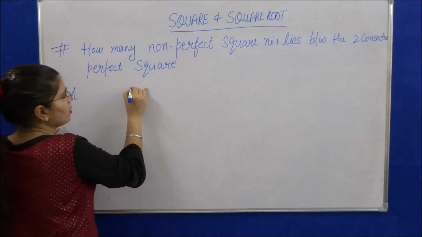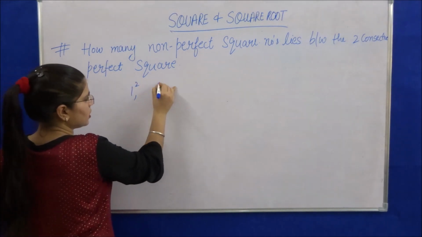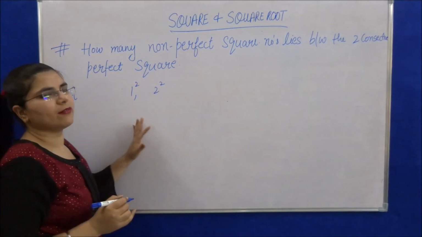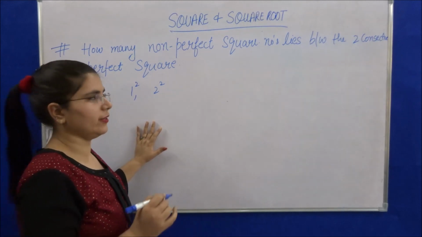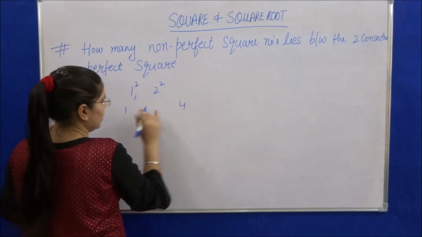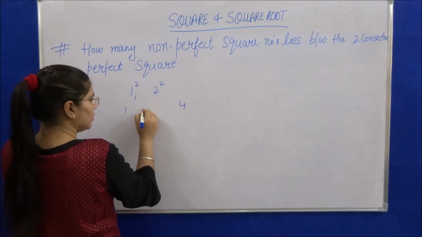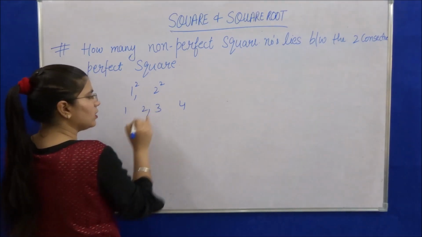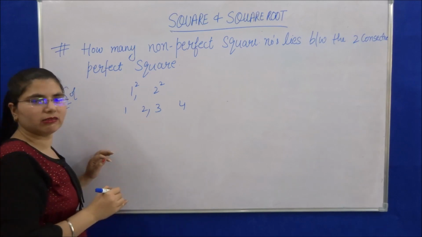If we consider 1 square and 2 square, these are two consecutive perfect square numbers. So 1 square is 1 and 2 square is 4. Between 1 and 4, the numbers that are non-perfect squares are 2 and 3.